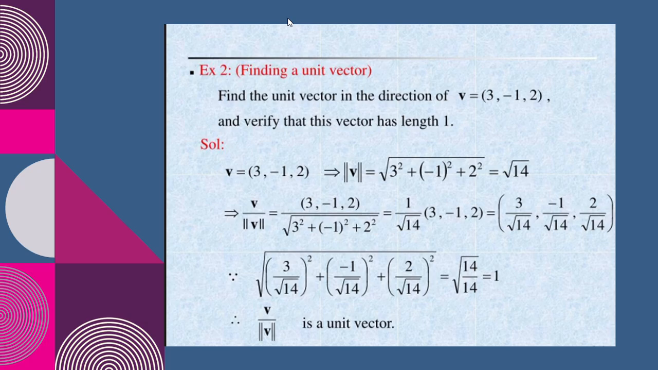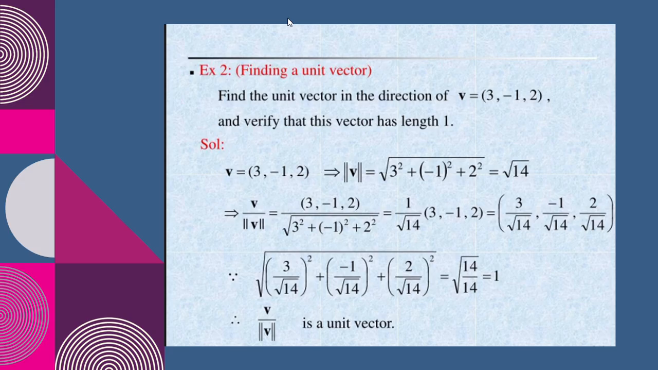So let's normalize the vector v equals (3, -1, 2). First, we find its length. 3 squared plus negative 1 squared plus 2 squared equals 9 plus 1 plus 4, which is 14. So the length of v is the square root of 14.